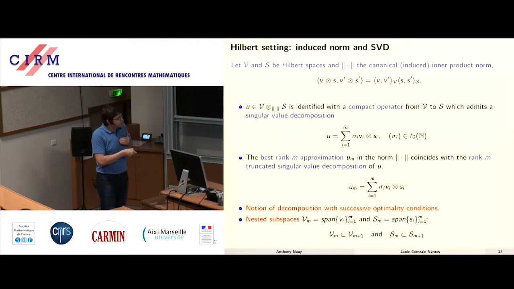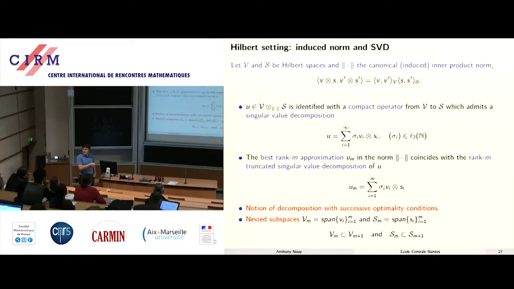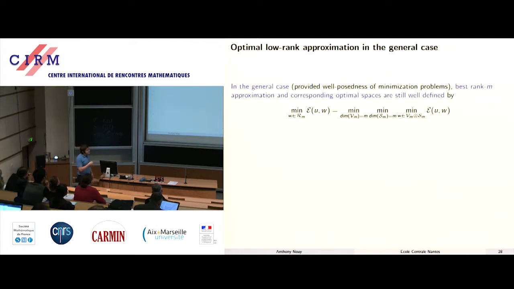And also, the optimal spaces that are defined when you compute this best approximation are nested. It's an interesting property which gives you a kind of constructive algorithm in order to better and better approximate your function. Now, in the more general setting, where you introduce these distances to the solution based on the residual of your equation, for example, you lose this structure I have presented.